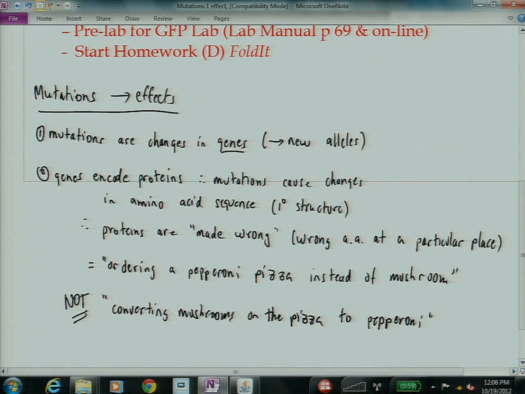The reason why I make a fuss about that is the terminology is really easy to goof up. People will say as a shorthand, this mutation turns serine into glycine. So it sounds like, yes, it transmogrifies serine into glycine. And the answer is no. That's shorthand. It changes the order, the specifications. And so instead of asking for serine at that spot, you now ask for glycine. So the protein is made wrong from the very start.